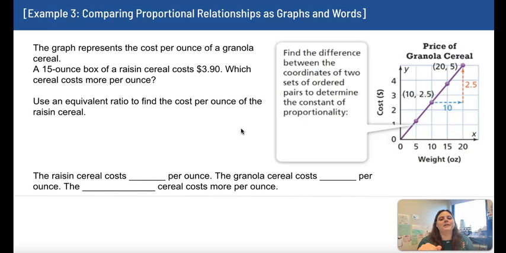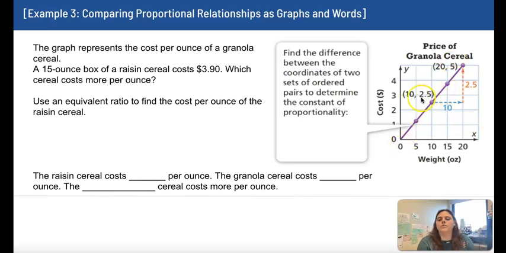Example 3, comparing proportional relationships as graphs and words. So here we have a graph for the price of granola cereal. The graph represents the cost per ounce of a granola cereal. Another 15-ounce box of raisin cereal costs $3.90. Which cereal costs more per ounce? So again, you see here finding the cost per ounce.